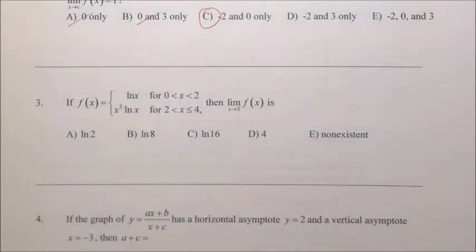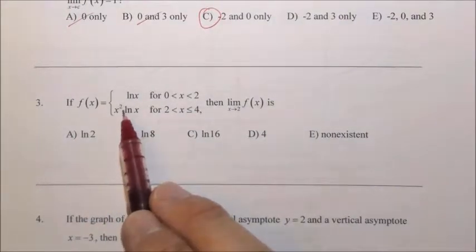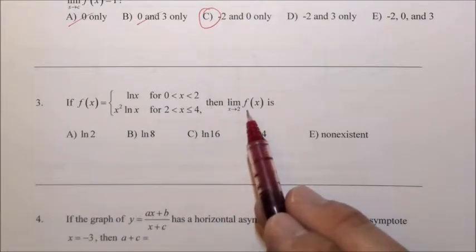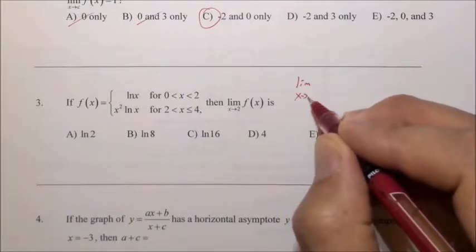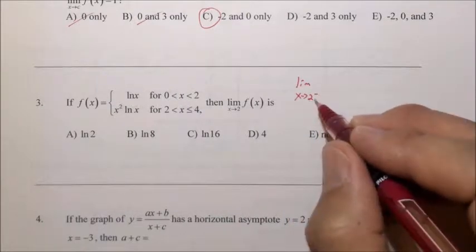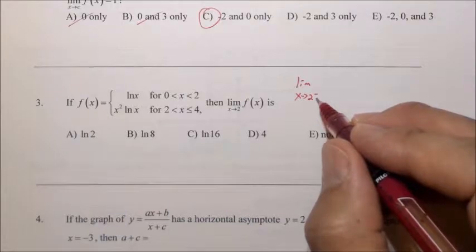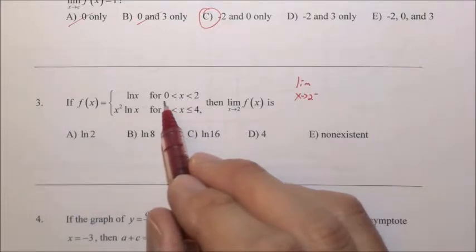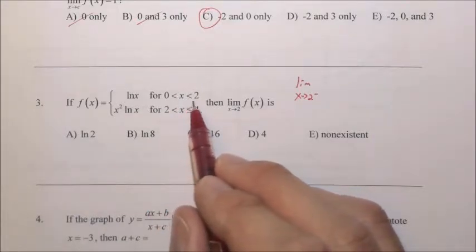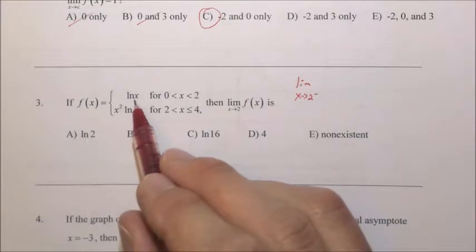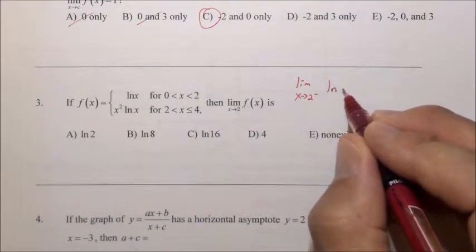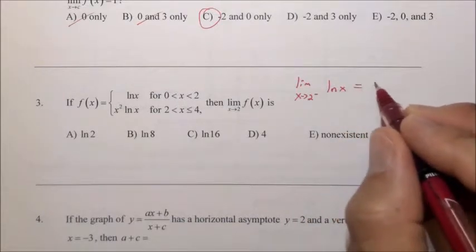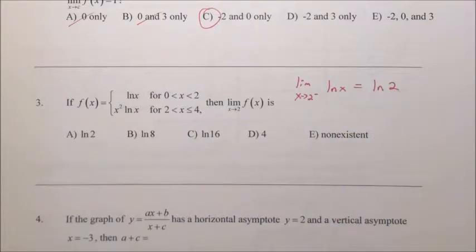Problem number 3. Here's f. It's a piecewise defined function. We're interested in the limit as x approaches 2 of the function. So the limit as x approaches 2 from the left, that's numbers just a little bit smaller than 2, like 1.9. 1.9 falls in this condition, so we're going to plug into this top function right here. We can plug in 2 because it's close enough to 2. So we have the natural log of 2.